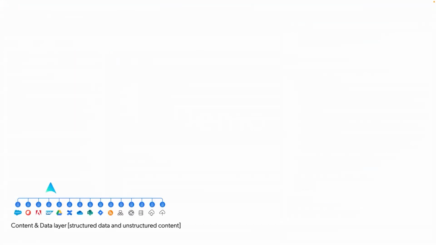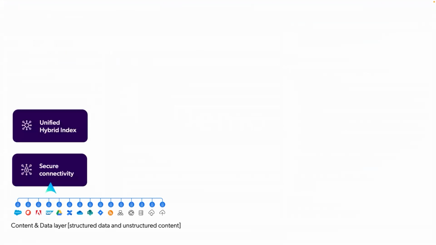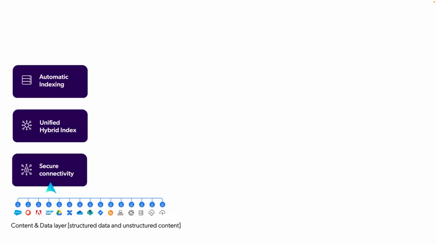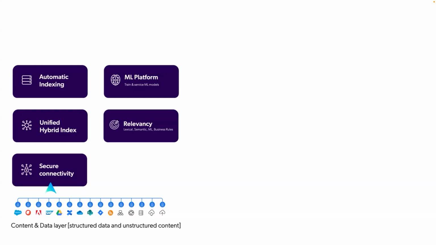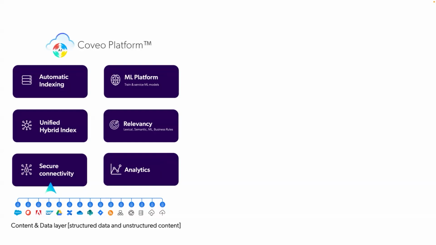This essentially allows you to take your content and data layer, whether it's structured data or unstructured content from a large variety of sources, into our unified index using our secured connectivity. We then have a unified hybrid index, which enables fast and accurate retrieval, and automatic indexing for content freshness; our ML platform where we train and serve ML models to constantly improve the experience using behavioral insight as well as large language models; relevancy, which uses a mix of lexical, semantic, machine learning signals and business rules; and finally analytics capabilities to provide you with insights as to what users are consuming and the answers they're getting. This essentially falls under the umbrella of our Coveo platform, or our AI platform, which we'll then use to feed Agentforce.